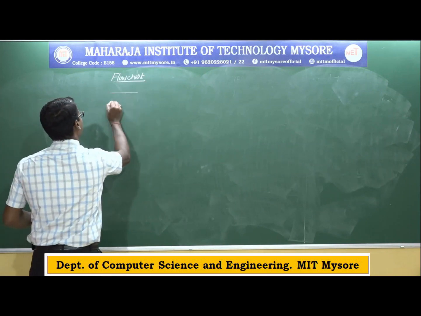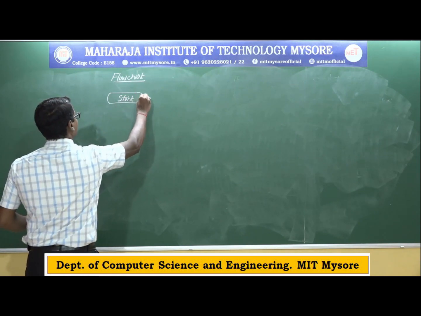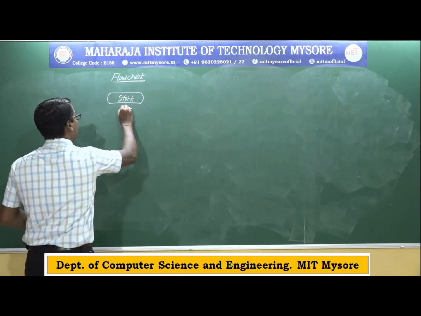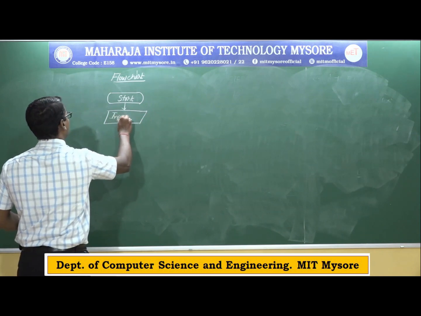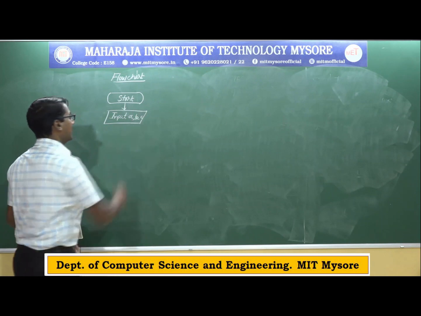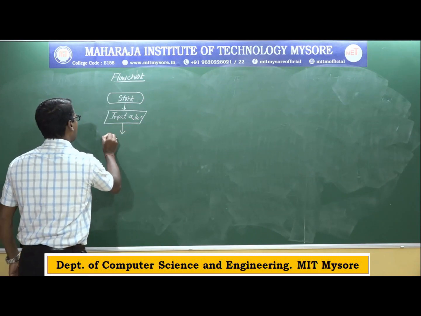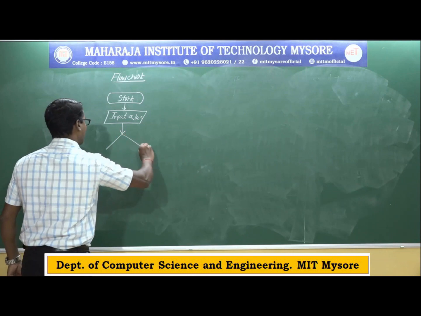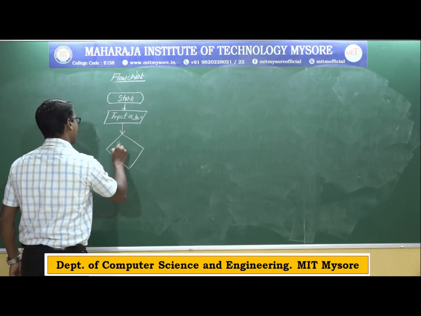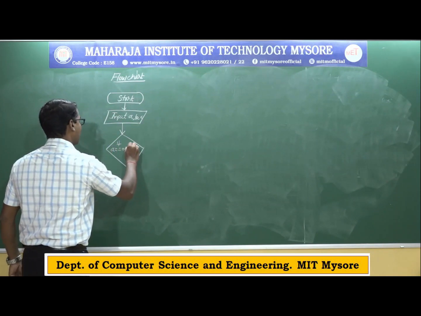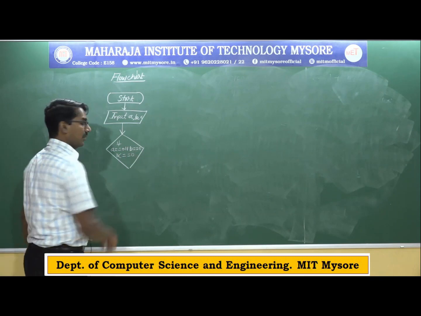So in the flowchart, the first symbol is start. Next, we need to read the values, that is input A, B and C. After reading these values, we need to check the values of A, B, C. So if A is equal to 0 or B is equal to 0 or C is equal to 0.